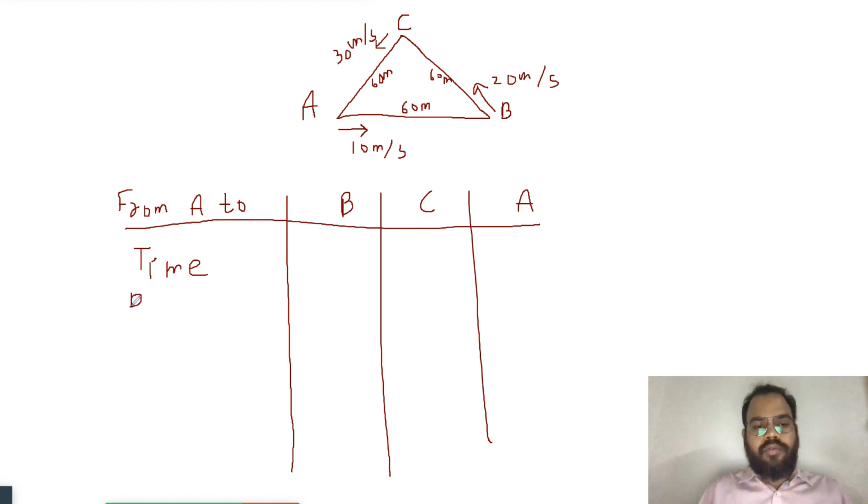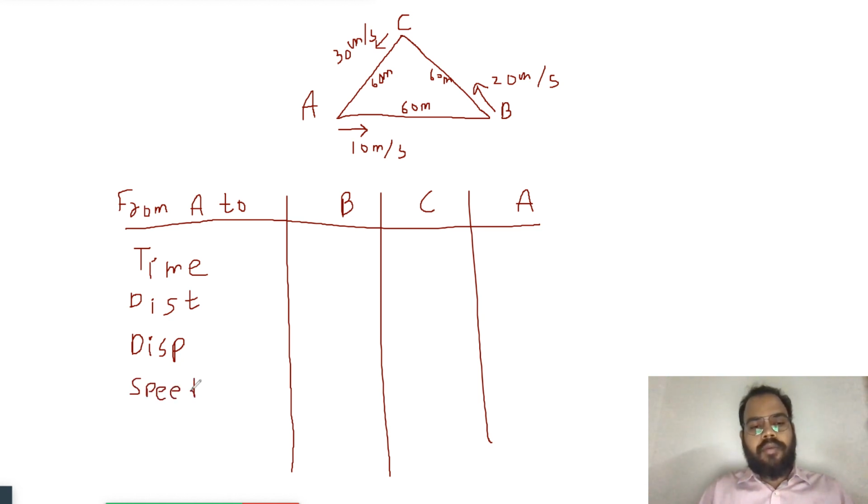Second, you have to find the distance from point A to point B, then point A to point C, then point A to point A again. You have to find the total distance and fill it in these columns. Next you have to find the displacement, that is, displacement from point A to point B, point A to point C, and point A to point A, and then you have to find the average speed.